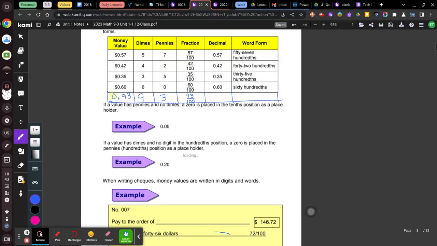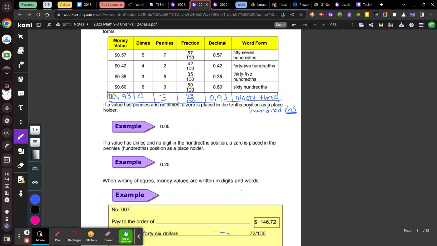I would write that as 0.93, and I would write 93 hundredths. THS. You got to have the THS on it. A lot of you aren't spelling some of your words. You need to spell hundredths very clearly. It has to have that THS.